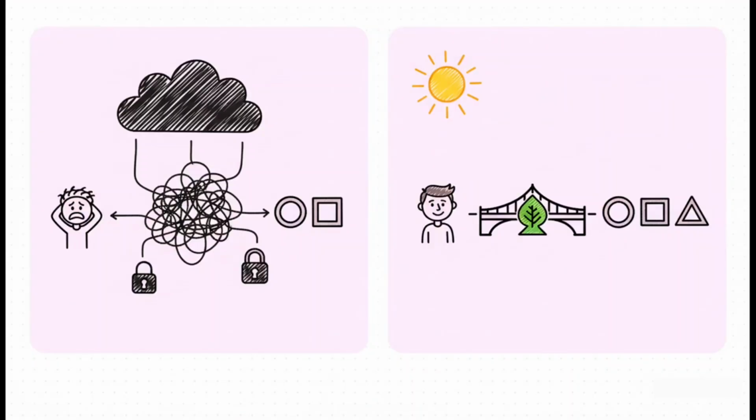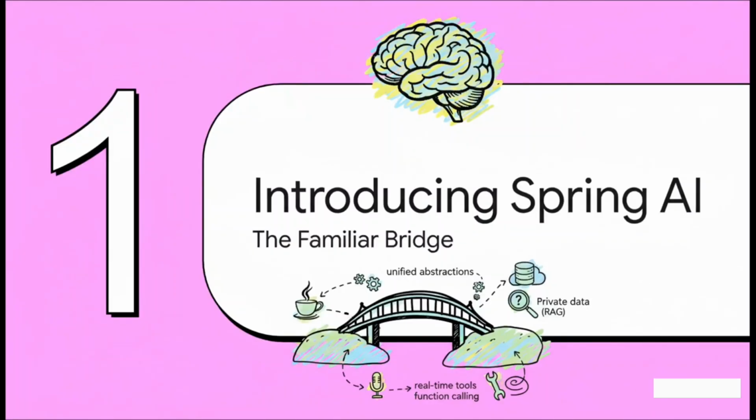Because the old way, well, it's kind of a mess. You'd be stuck wrestling with a different SDK for OpenAI, another one for Google Gemini, a third for Anthropic. You'd be writing tons of custom glue code just to make them talk to your app. That's a direct path to vendor lock-in and a total maintenance nightmare. But of course, there is a better way, a much more familiar way for all you Spring developers. Okay, so let's get into it.